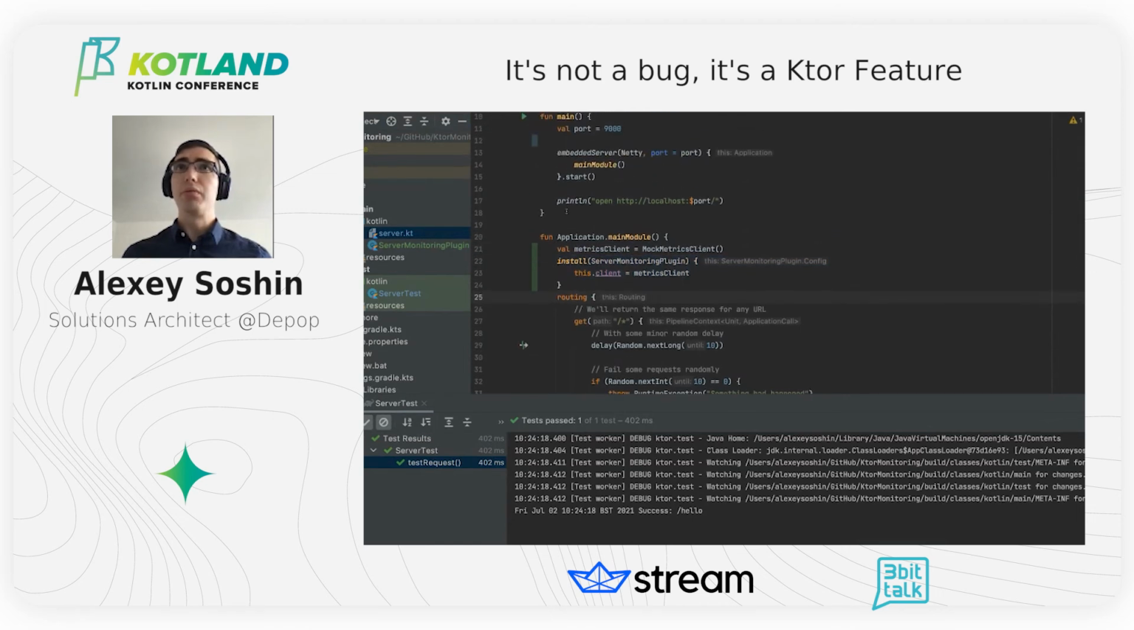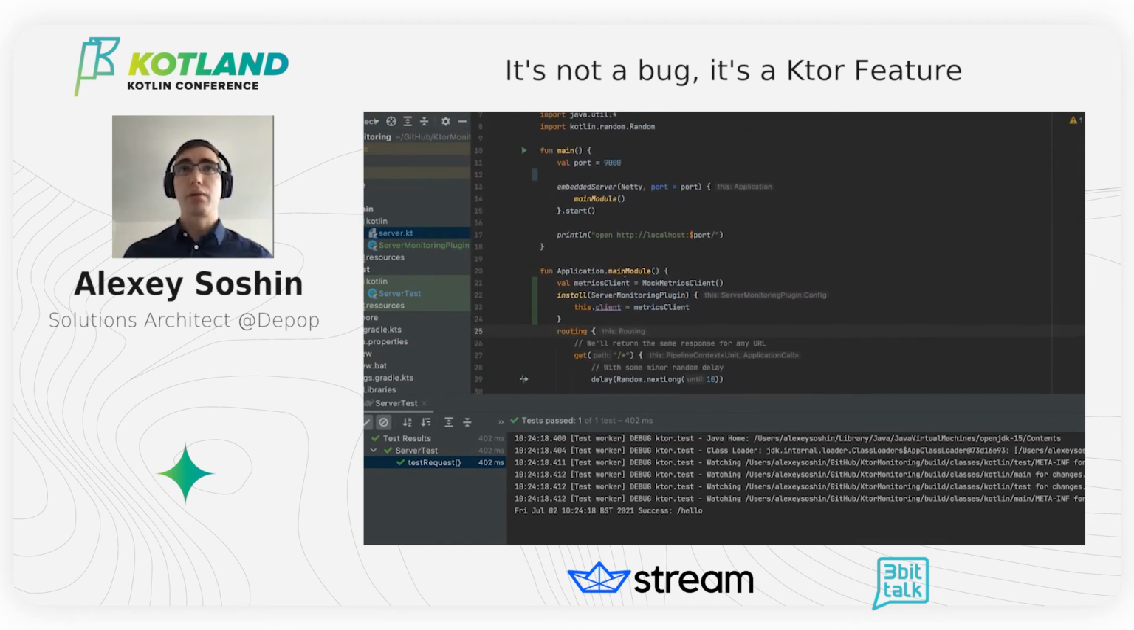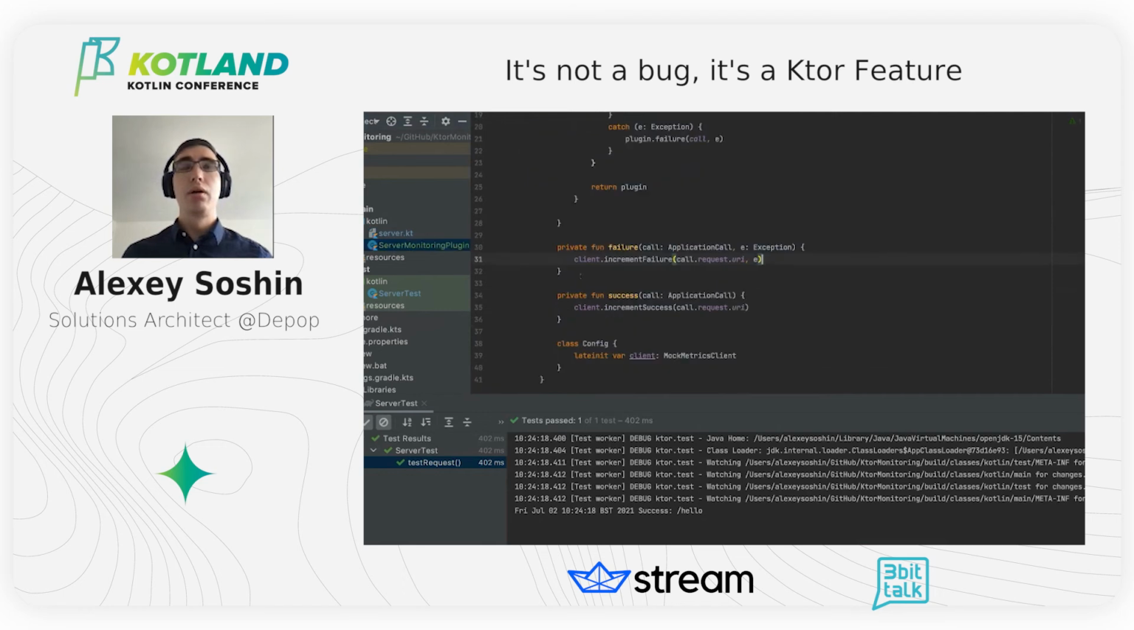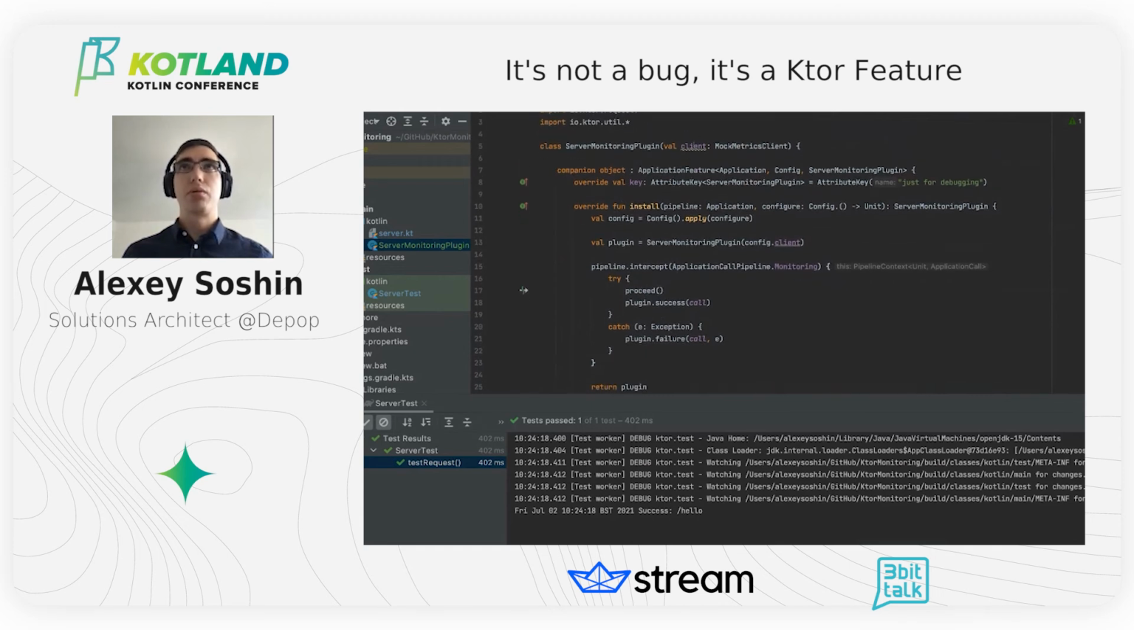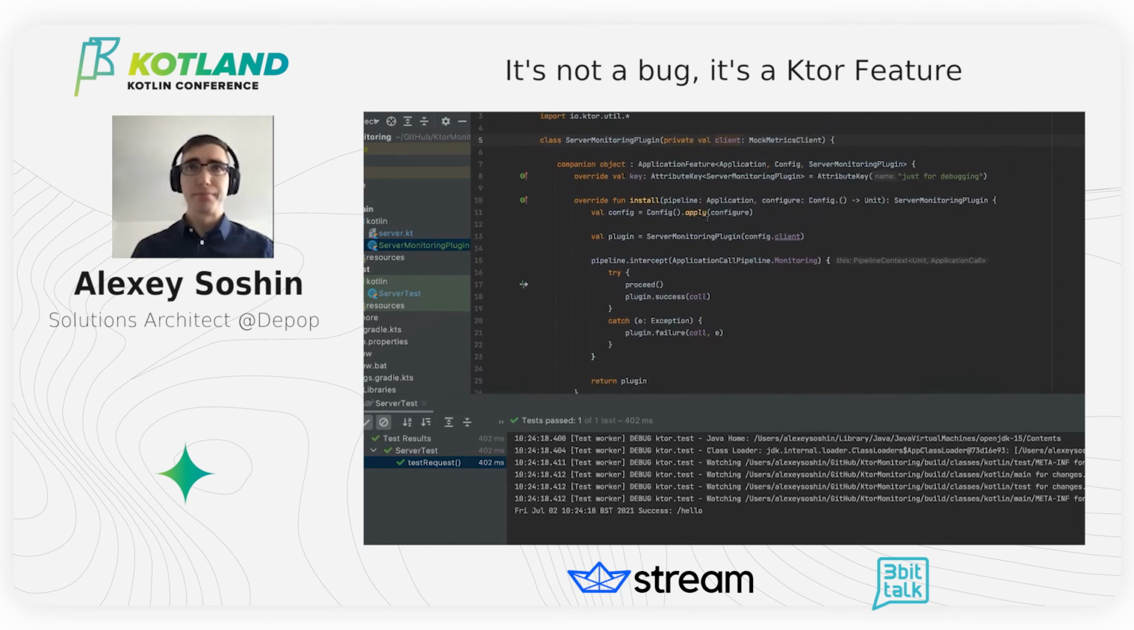The way we did that, we passed the client during the installation of our plugin. Then we invoked apply to create an object from that block, and we passed it to the constructor of our plugin.